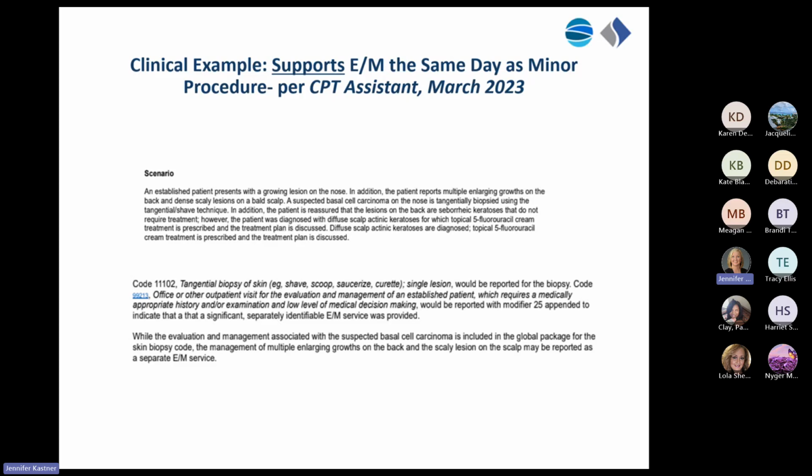In this case, they're saying that you can bill the procedure for the biopsy, and you're also able to bill the E&M code in addition, because the multiple growths on the back and the scaly lesions on the scalp, for which there was a prescription, are work above and beyond the biopsy. It's a totally different condition, first of all, so that makes it easier. But this was work that was not typical with the biopsy. So there was additional E&M work described. Therefore, CPT Assistant has given the direction that this could be billed separately.